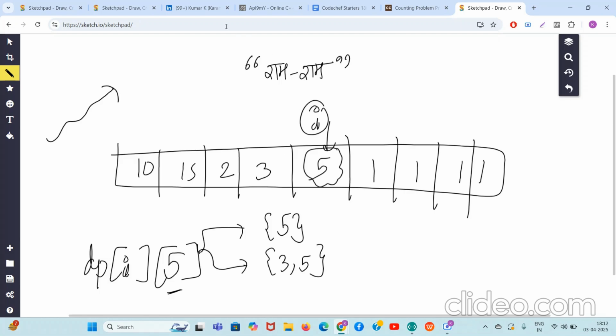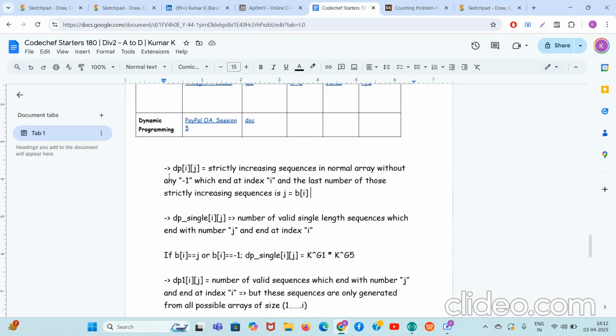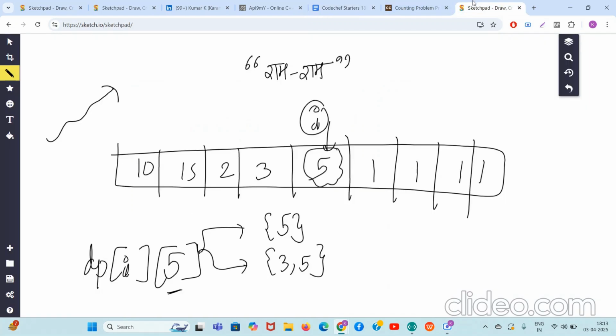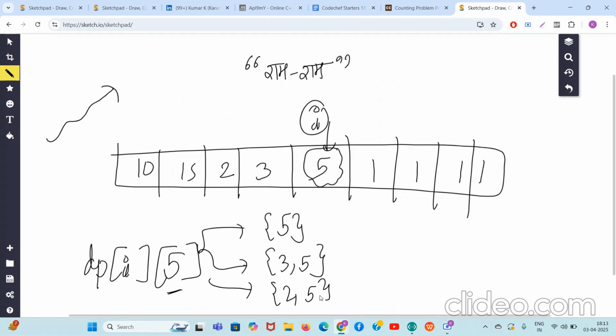And I will give you the basic code for this technique also. That dp[i][j] is strictly increasing sequences in a normal array without any minus one, which end at index I and the last number of the strictly increasing sequence is j. Okay, so 3 comma 5. Another one is what? 2 comma 5. These are the only sequences. No, one more.